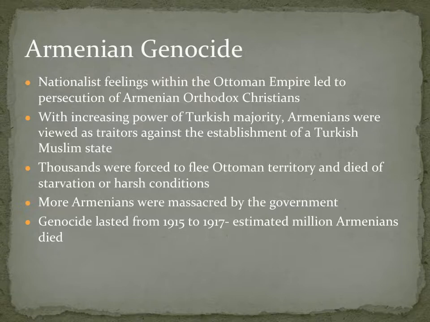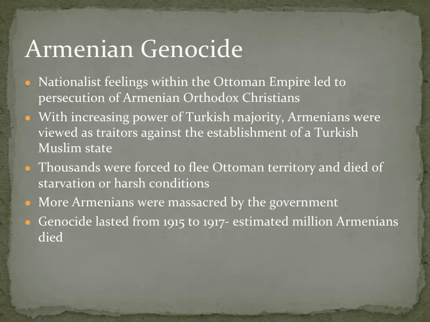One of the groups within the Ottoman Empire that were becoming very prominent and were going to probably be the new leaders of whatever state came after the Ottoman Empire were the Turks. They were the majority group. And so with the increasing power of the Turkish majority, the Armenians were viewed as traitors against the establishment of a Turkish Muslim state. So the Turks wanted to be the new leaders of the Ottoman Empire after the Ottoman Empire fell, but there were these ethnic minorities, the Armenians, who were Christian, and so they were persecuted for their religious beliefs.